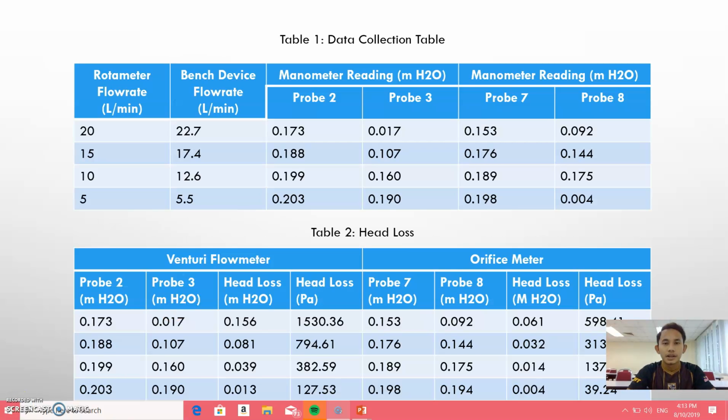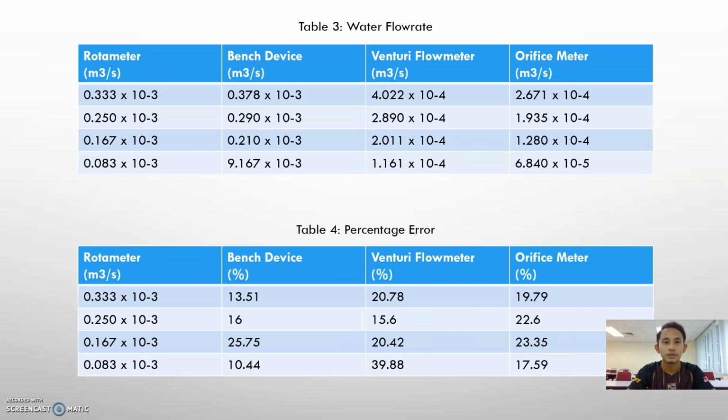Okay, I will start with the data collection table, which is table 1. We can see the rotameter flow rate that we set, the bench device, and this is the reading. Table 2, which is head loss, we divide into the venturi flow meter and the orifice meter. For table 3, which is water flow rate, we have to get the reading for the water flow rate, and for table 4, which is percentage error, we need to calculate for each of the rotameter.